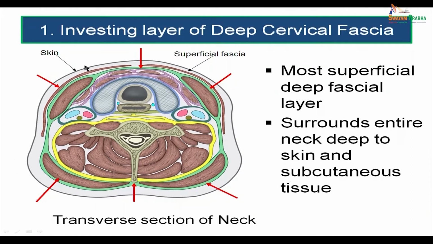Now, if we start from outside and pass inwards, we can see that after the skin and superficial fascia, this green colored line which is passing all around the neck. This is the deep cervical fascia. It surrounds the entire neck just under the skin and subcutaneous tissue.